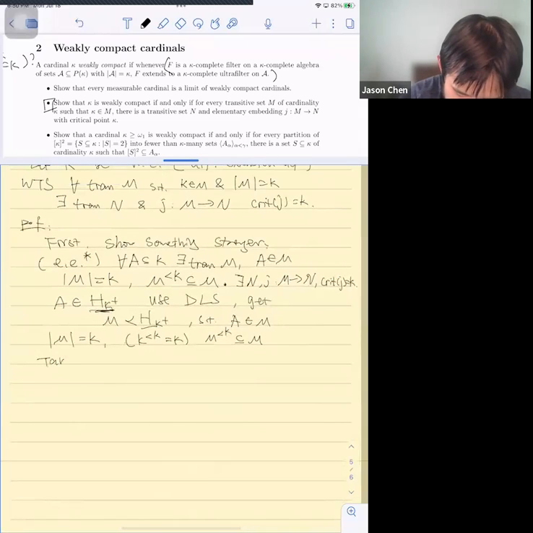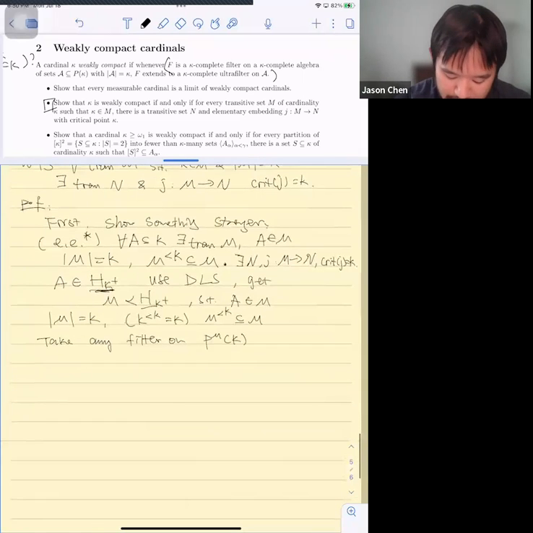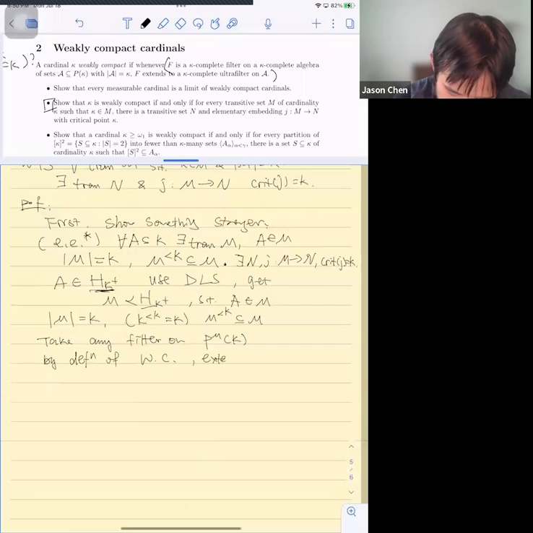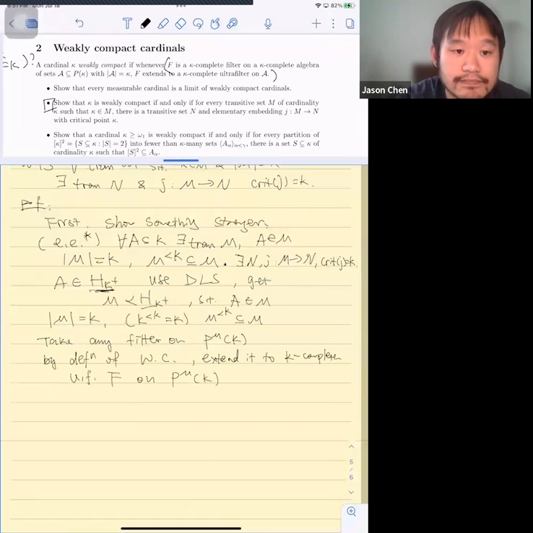And take any filter on the power set of kappa in the sense of M, right? Since M satisfies some set theory, it makes sense to talk about the power set of kappa. Right now, by the filter extension, by definition of weak compact, extend it to a kappa complete ultra filter F on the power set of kappa in the sense of M.